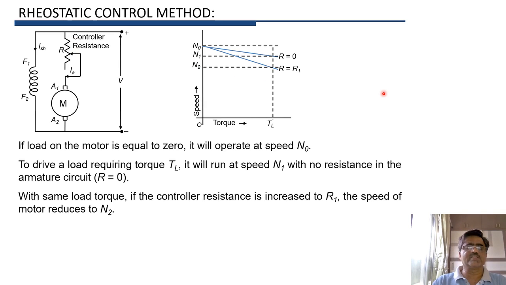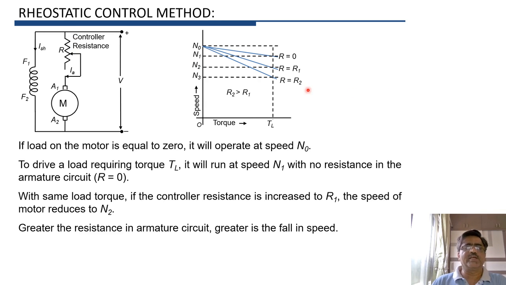Now if the resistance is increased further, say to R2, then again the motor speed will reduce to N3. So here N3 is less than N2 and N2 is less than N1, and here resistance R2 is greater than R1. So as we increase the resistance, speed goes on reducing, and when the resistance is equal to 0, the motor will operate at rated speed.